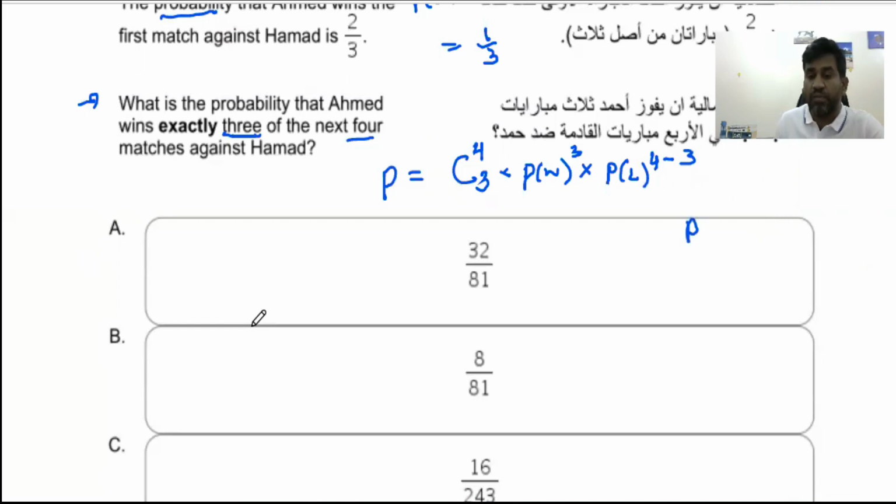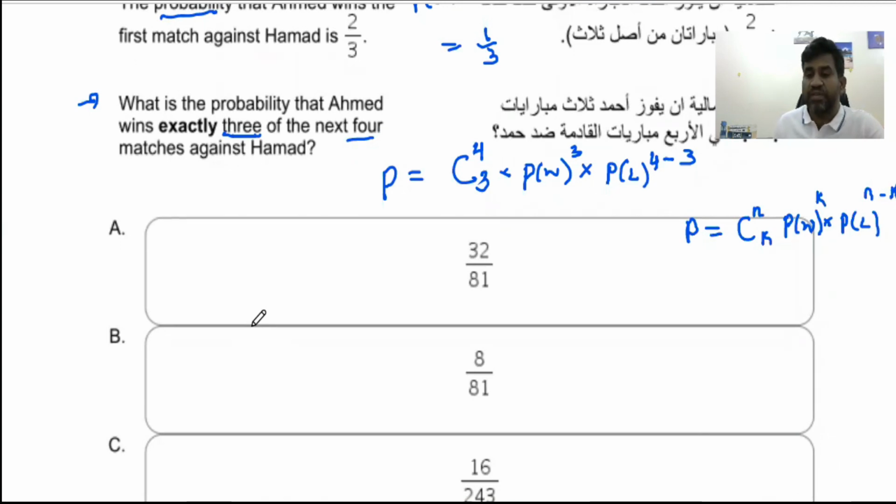So the formula says the probability is the combination of N, K, where N is the number of matches you are playing and K is the number of matches you are winning, times the probability of winning to the power K, times the probability of losing to the power of the total number of matches you need to play, that is N minus the number of matches you need to win, so N minus K. This is the formula. That's what the conditional formula says.